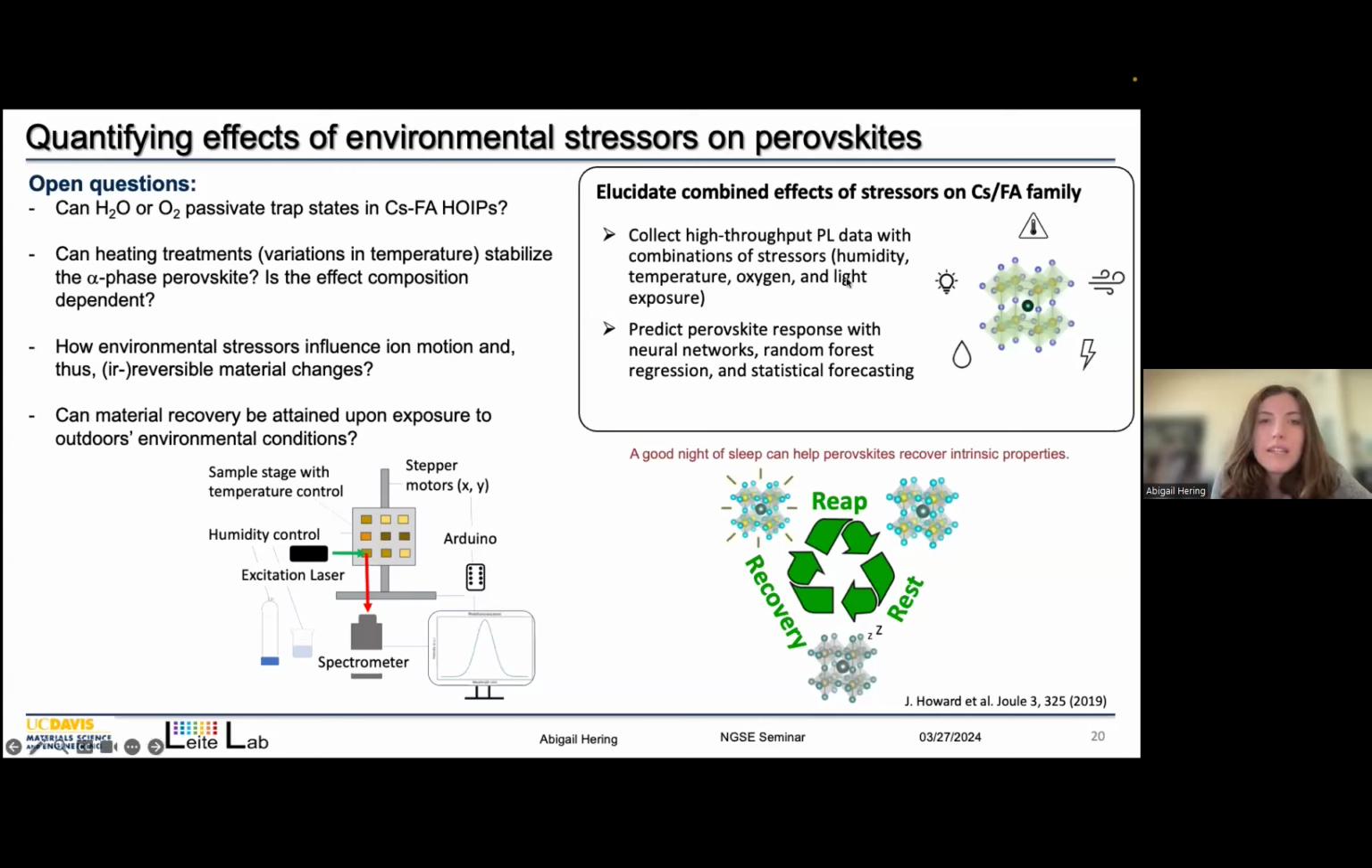So we can add combinations of stressors, as well as more irregular inputs, and we can apply different machine learning models to forecast their long-term behavior.